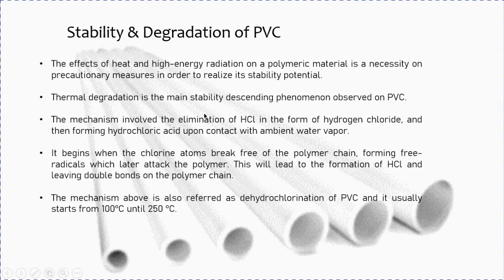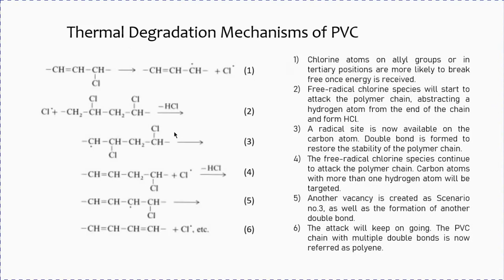It has a mechanism involving the elimination of HCl in the form of hydrogen chloride, which forms hydrochloric acid when contacting ambient water vapor. It begins when a chloride atom breaks free from its polymer chain, forming free radicals which later attack the polymer. This leads to the formation of HCl and leaves double bonds on the polymer chain.